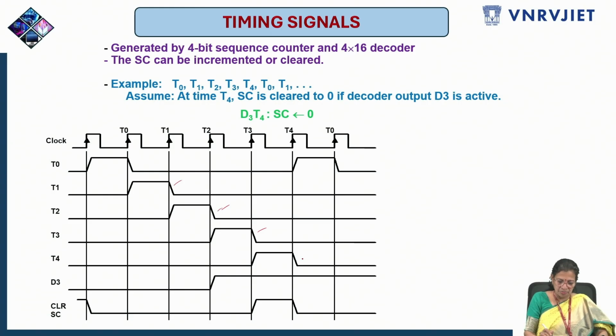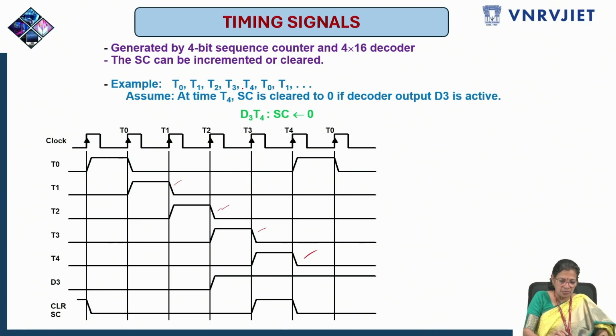And as I said, up to T4, one example is taken, like if an instruction is taking 5 clock pulses, T0, T1, T2, T3, T4. So after that it will start again, it will reset. At the end of the last clock pulse, a sub operation is to clear the sequence counter. So it will start again, start generating T0, T1 and so on, which will be used for the next instruction.